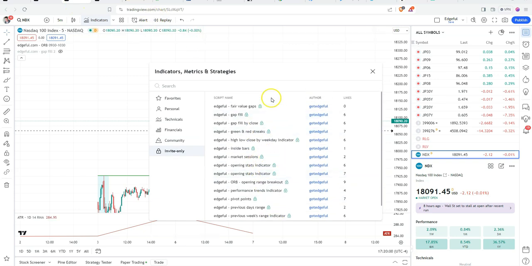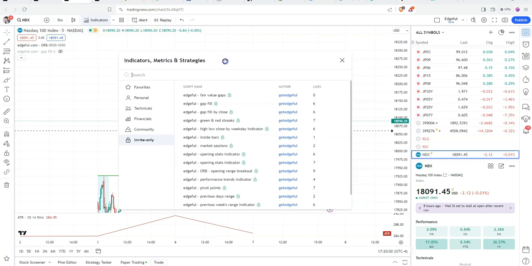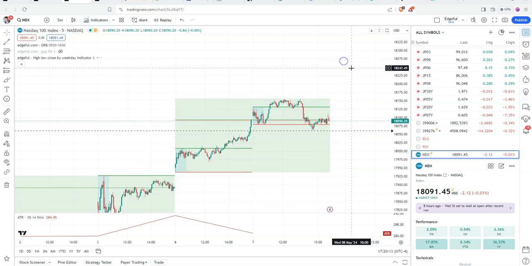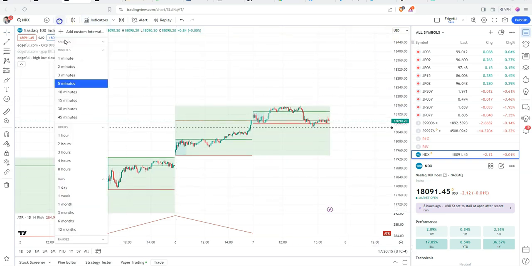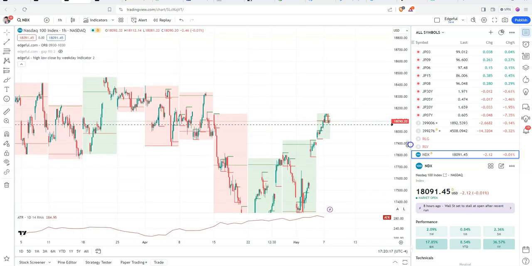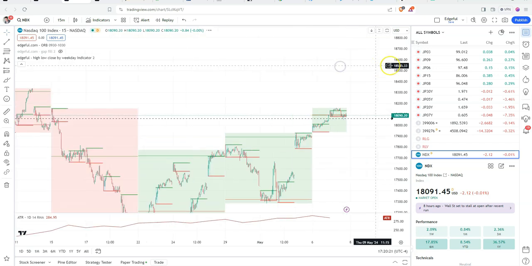Nice. Okay. So we have released a lot more, and you can see, for example, the high and low close by weekday. If you click on that one right below the one your mouse is on, this one here, and then if you want to switch over to a 1 hour, or maybe even a 15-minute is fine.